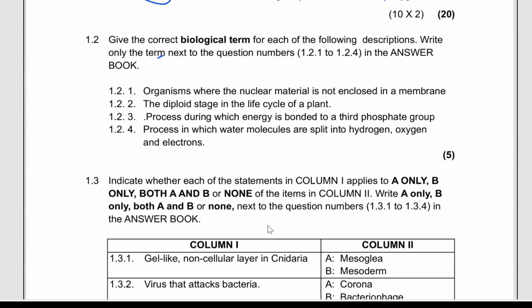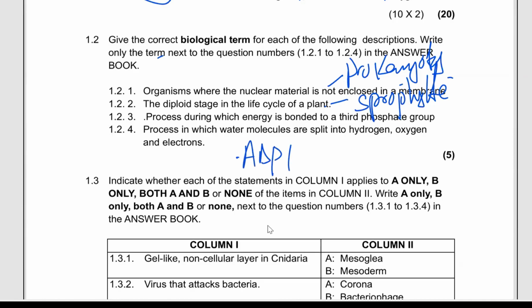Organisms where the nuclear membrane is not enclosed in a membrane, we call them prokaryotes. The diploid state of the life cycle of a plant, how do we call it? We call it the sporophyte. Then they're saying the process during which energy is bonded to the third phosphate group. How do we call it? Phosphorylation, because you add, remember, ADP plus an inorganic phosphate, you form ATP. Because we're using oxygen, it becomes oxidative phosphorylation.